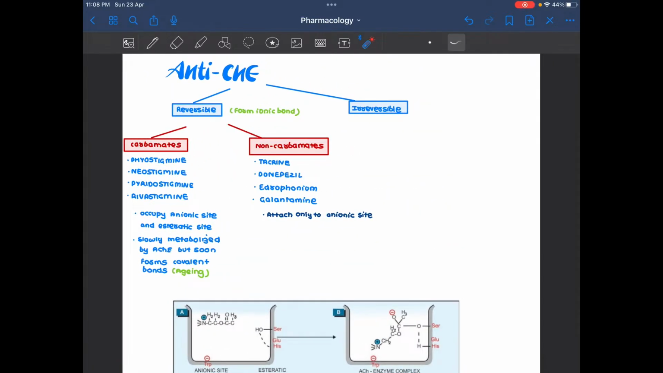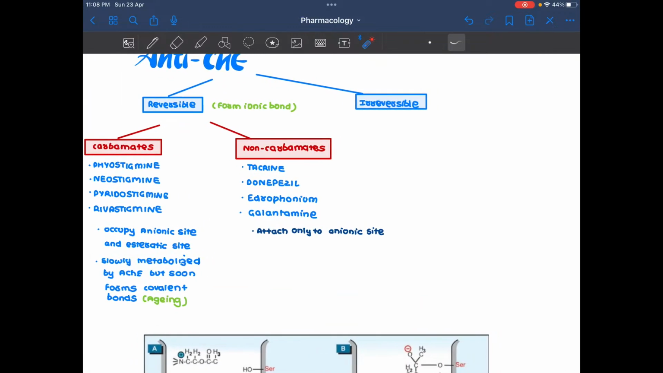Now the second group of enzyme inhibitors that we have is reversible anticholinesterase inhibitors. Why are they reversible? Because they're going to form an ionic bond. They're not going to form a covalent bond over here. Okay? So here also we have two types. We can have carbamates, we can have non-carbamates. Organophosphates we won't discuss in reversible, because organophosphates are going to form a covalent bond. But carbamates might have reversible anticholinesterase activity. So we can have carbamates or we can have non-carbamates which have a carbamate-like action.